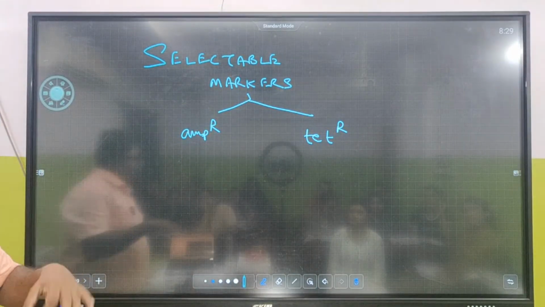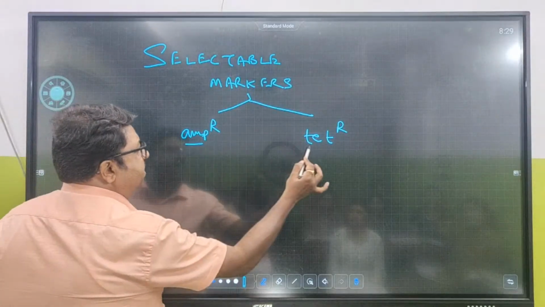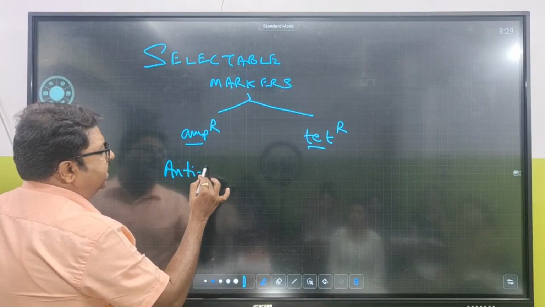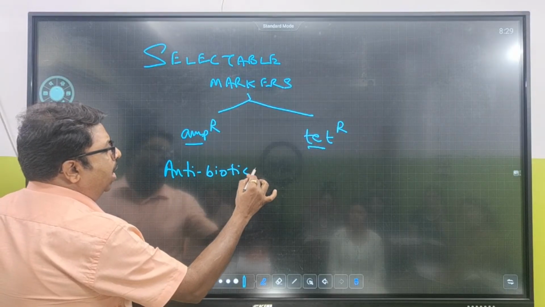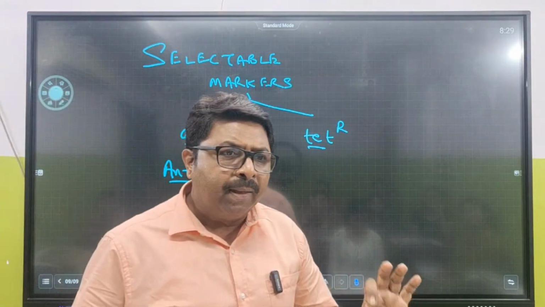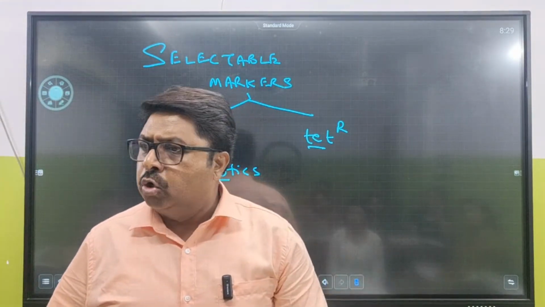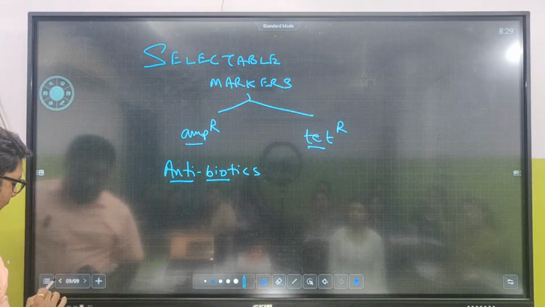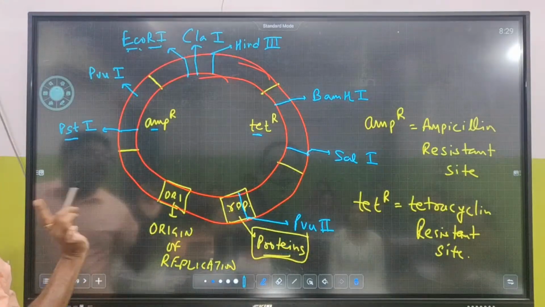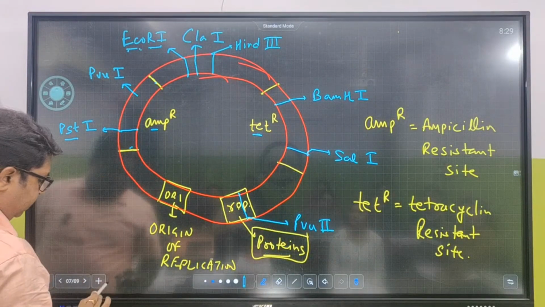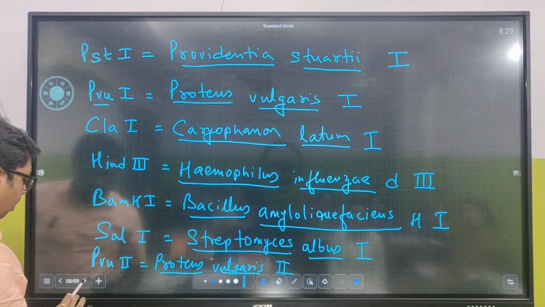Okay? Now understand. See, ampicillin and tetracycline, what is common in both of them? Both of them are antibiotic. That means they are not going to allow a life to grow. Antibiotics never allows. It is against life. A life to grow. That means, see, if our gene of interest cuts off this portion, let me draw it again.